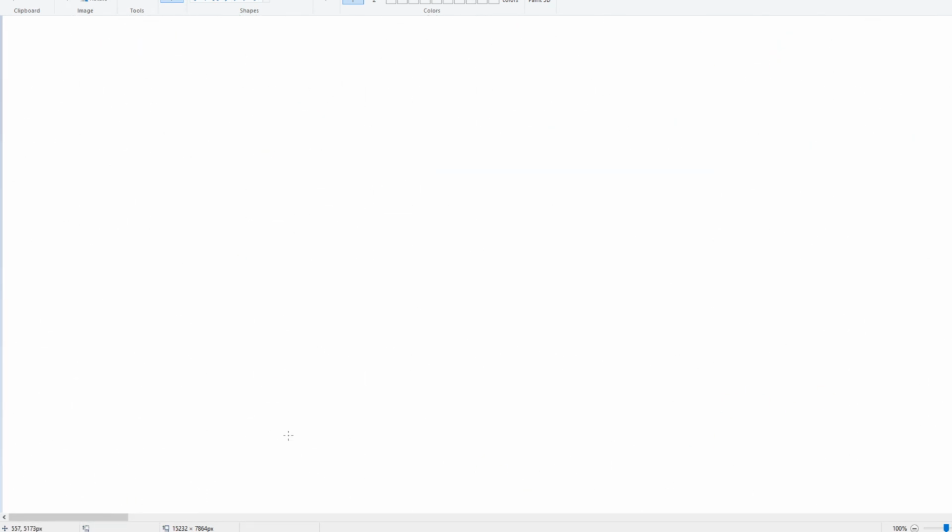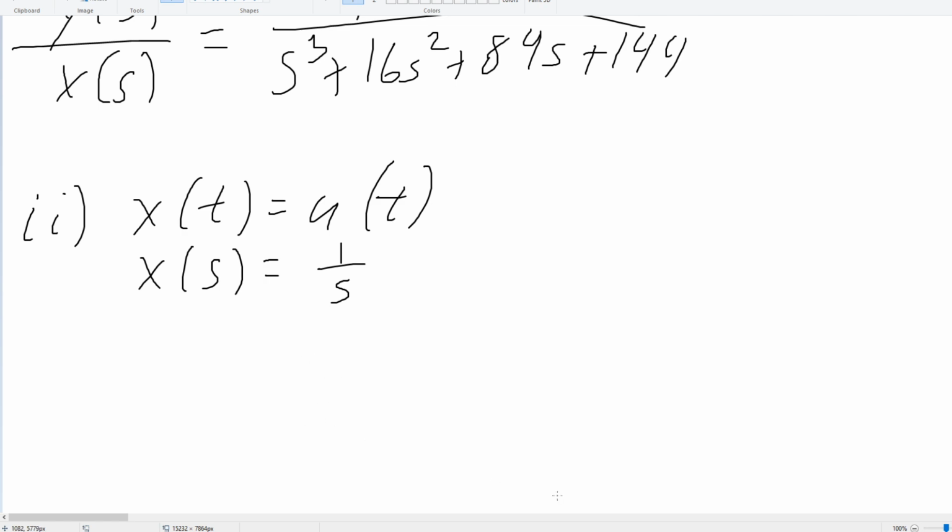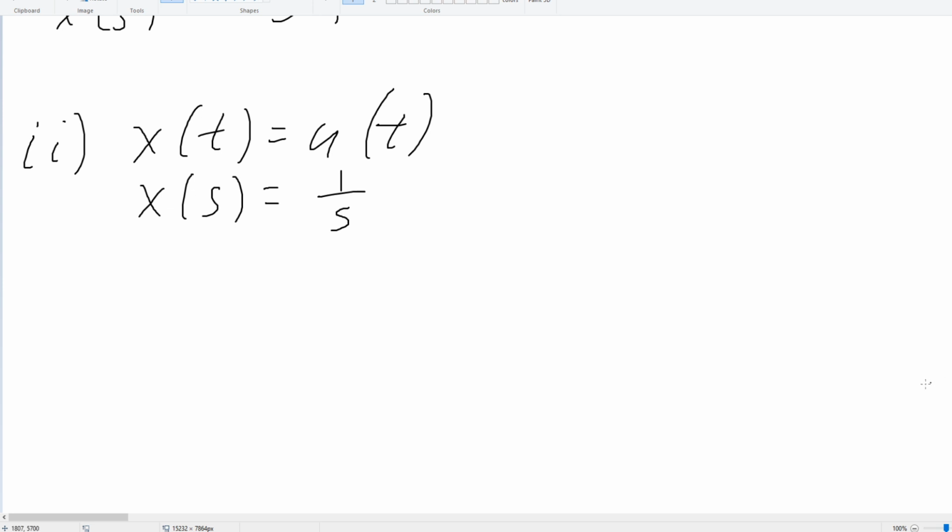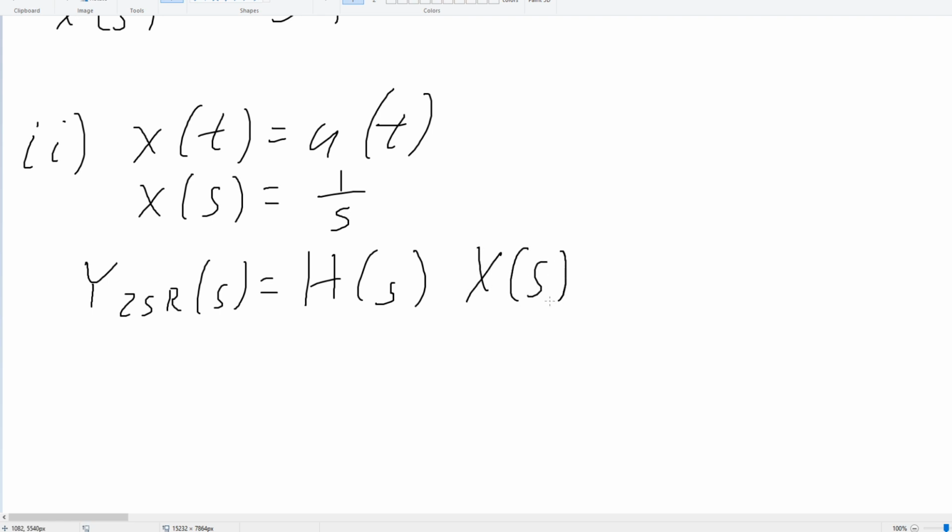So we're going to go back to this problem. X of s is equal to 1 over s. All right, and that's when you take the Laplace. And we're trying to find the y zero state response of s. And to find that, you need to do H of s times X of s.